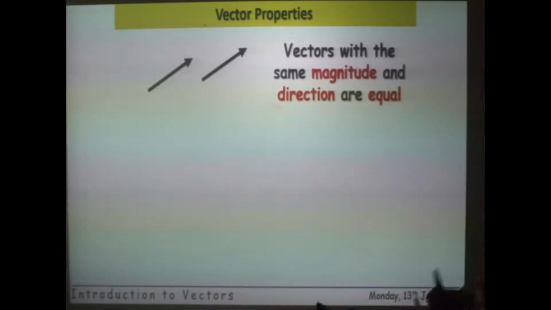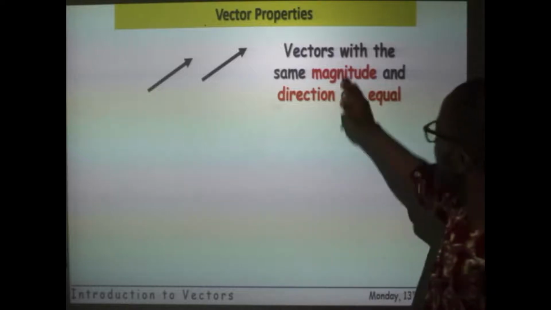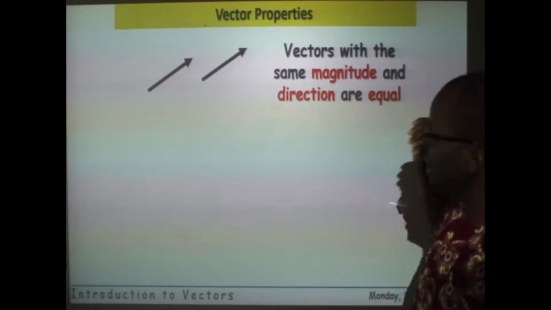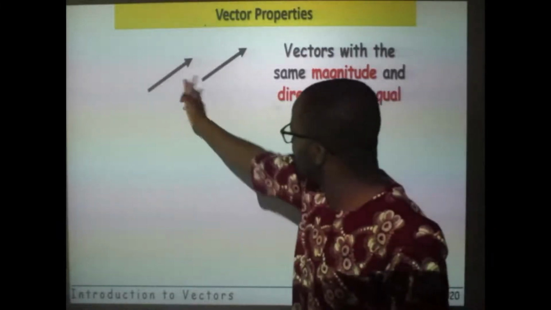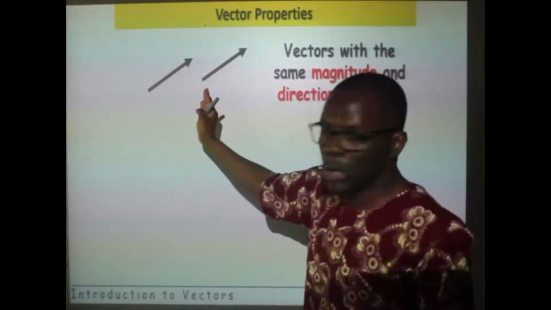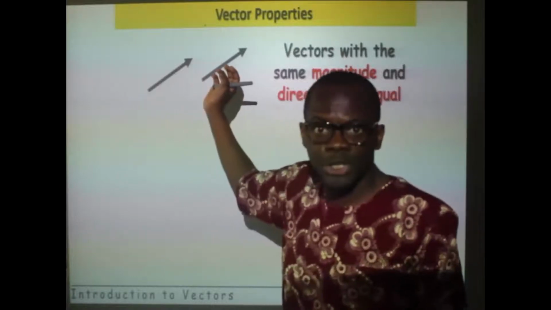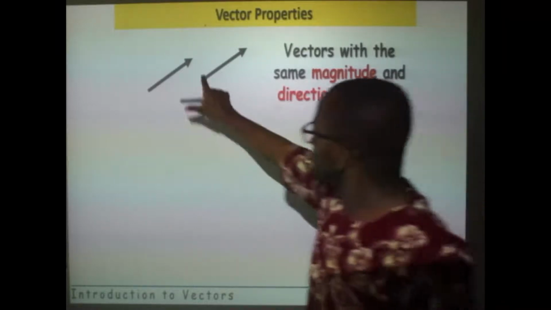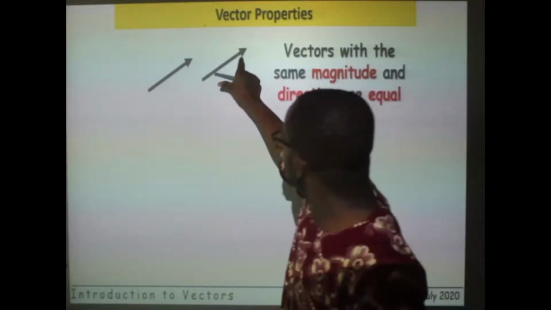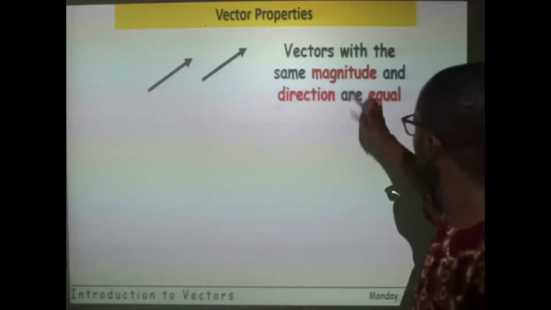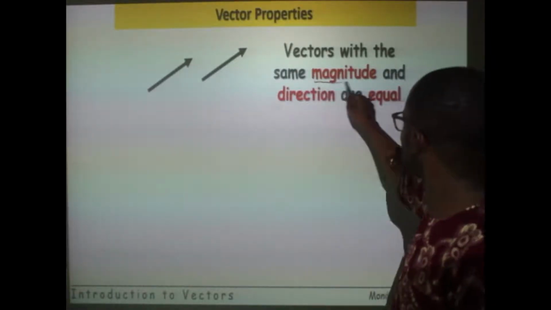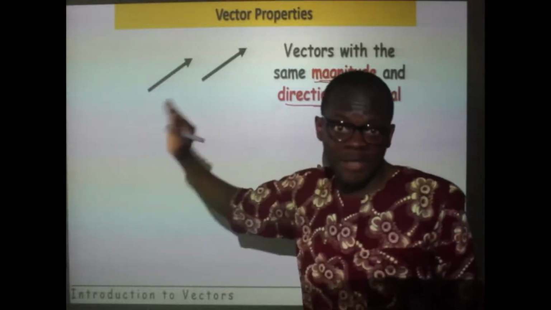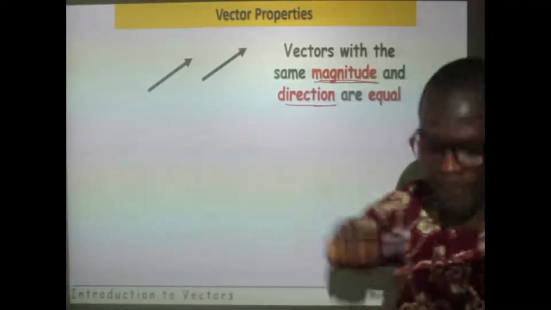Let's look at some more properties of vectors. Vectors with the same magnitude and direction are equal. So if you have the same vectors as shown, with the two arrows pointing in the same direction, they are said to be equal. They've got the same size, meaning the same magnitude, and pointing in the same direction. So the two vectors are said to be equal.